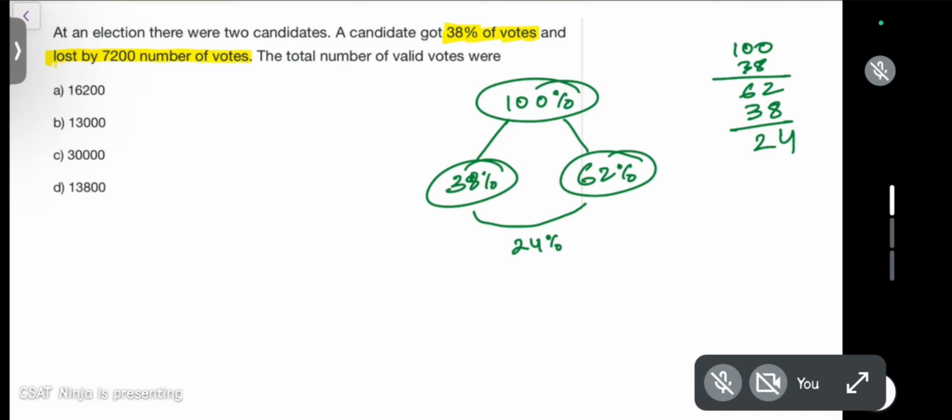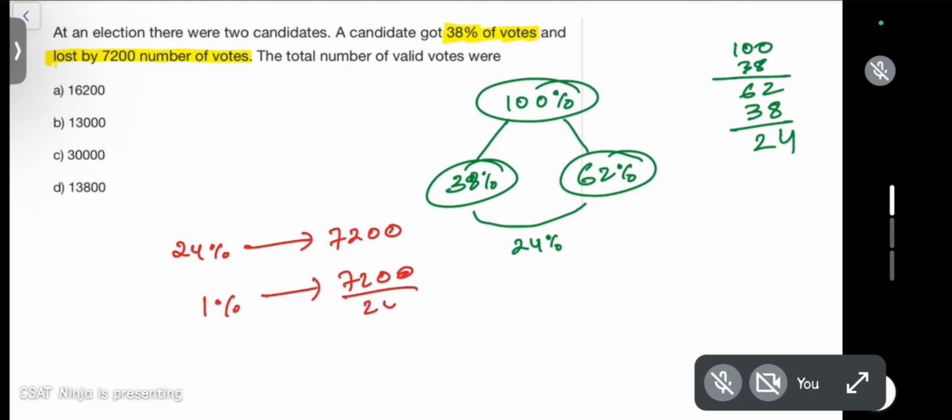The one who lost the election lost by how many? 7,200. That means this 24% is nothing but 7,200. So 1% is how much? 7,200 divided by 24. So 24 into 72 is 3, then 24 into 24 is 1. That means 1% is nothing but 300.